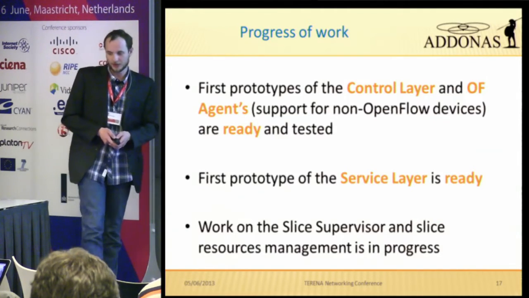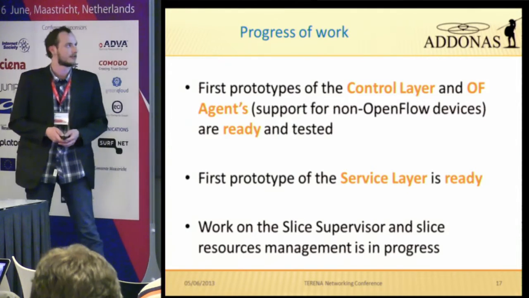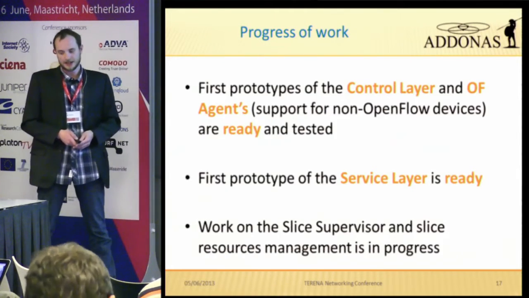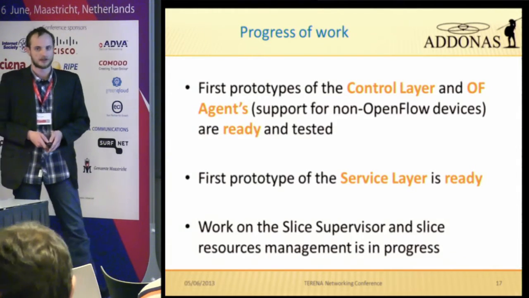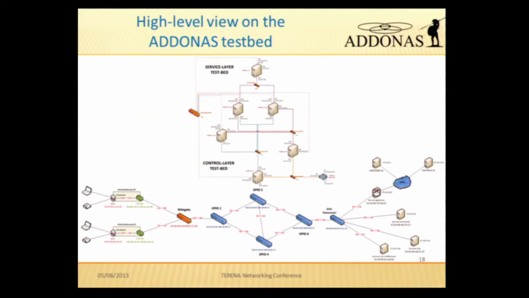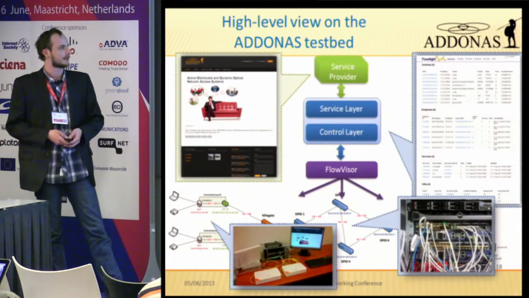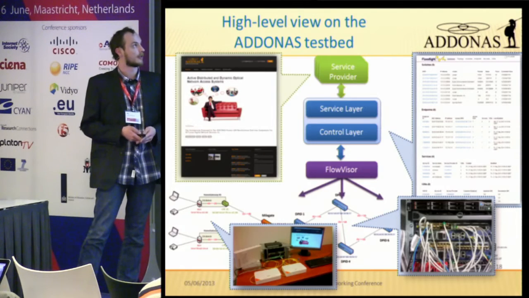At the moment, we have released the first prototype of the control layer and OpenFlow agents for supporting non-OpenFlow devices, and they are ready and tested. The first prototype of the service layer is also ready, and work on the slice supervisor and slice resources management is in progress. Here is a high-level view of the Adonis testbed. Our testbed at the moment, here at the top, consists of virtual machines for the service layer and control layer, as well as a set of switches. Here we have customer premises equipment, a Milegate node, and two Juniper MX80 routers with OpenFlow support, which have been virtualized into four nodes. And that is a more detailed look at our Adonis testbed.